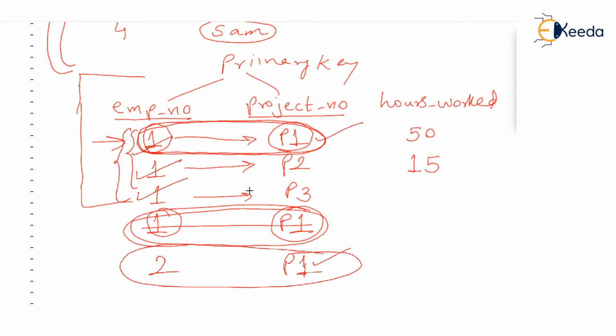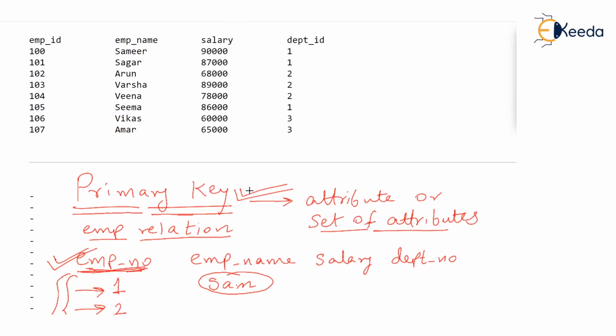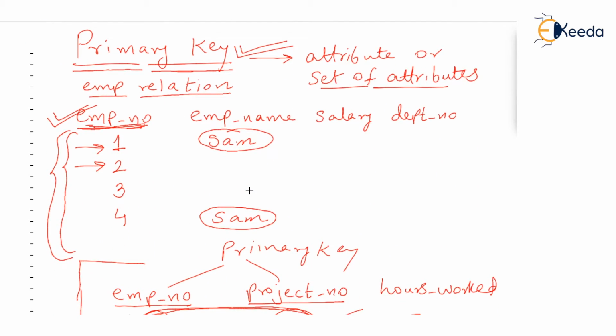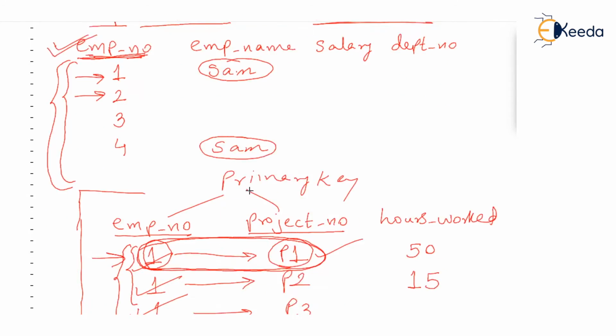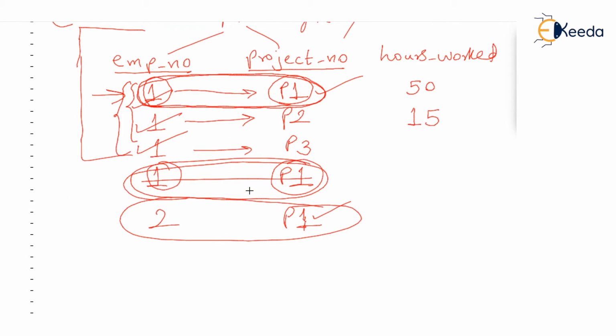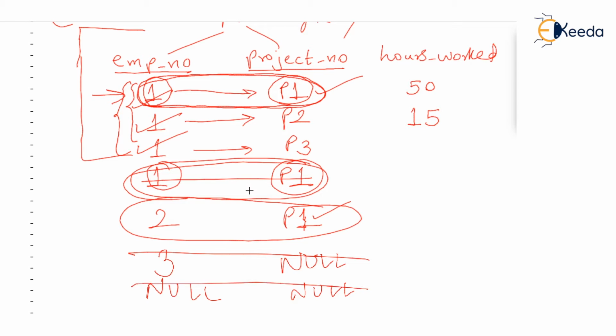Coming back again to the definition of primary key, what do you mean by primary key? It is an attribute, that is a column or a set of attributes, that is a collection of columns, which should have unique, distinct values, and which cannot be null. So coming back to employee number and project number, we can't say that there is an employee 3 who works on project null. This is not allowed, because they form part of the primary key, isn't it so?